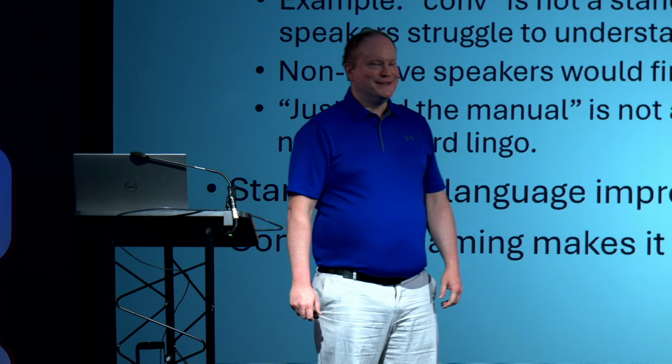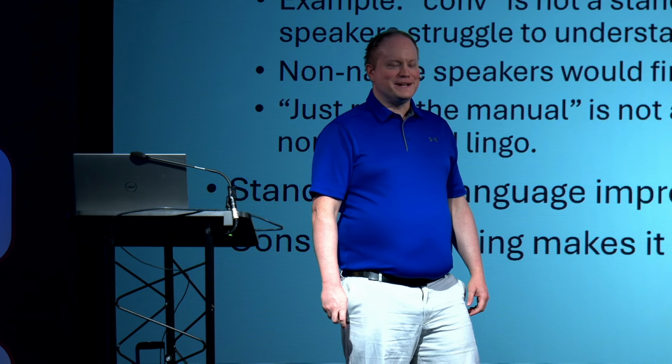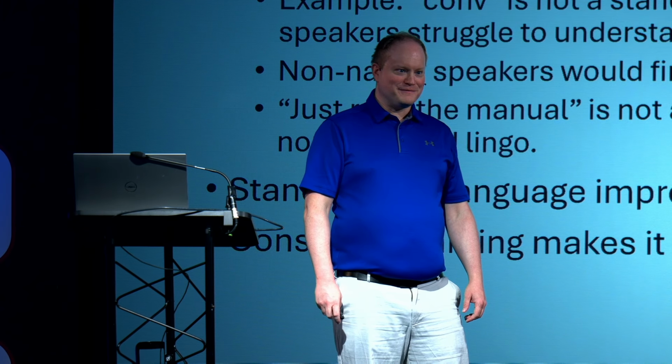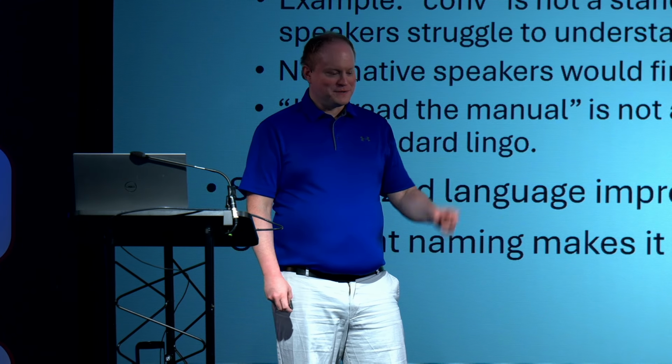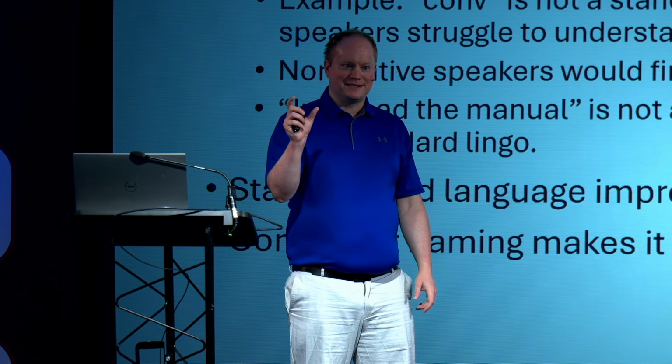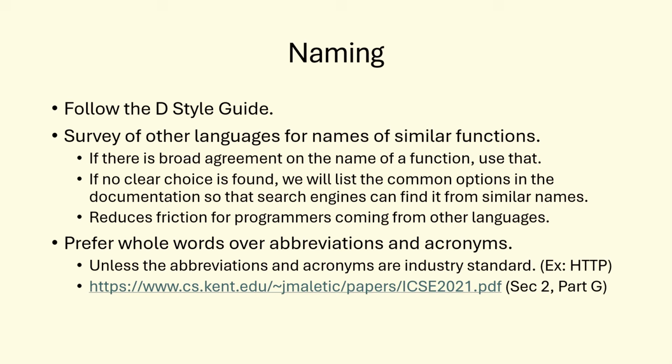The longest thread on the GitHub discussion forum where we hash some of this out is actually on the difference between count until and index of. There's multiple levels of consistency. There's consistency within the library. There's consistency with other libraries that we're going to get into naming. Obviously, follow the D style guide.